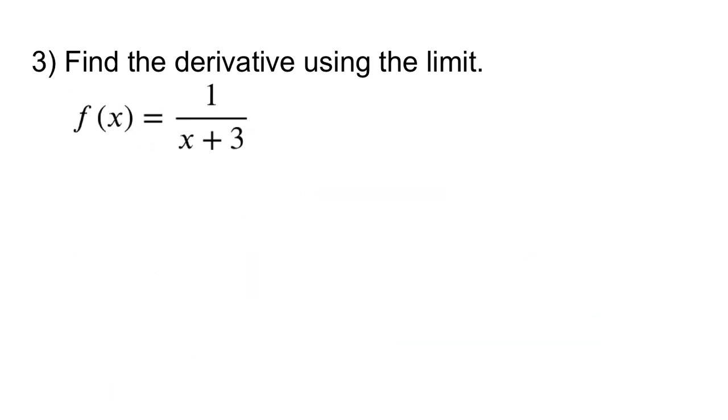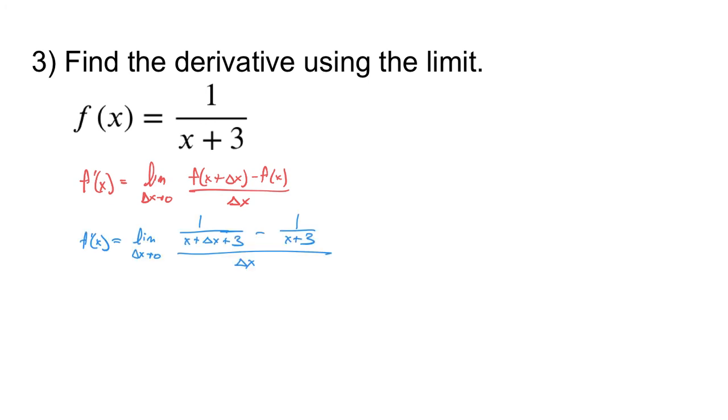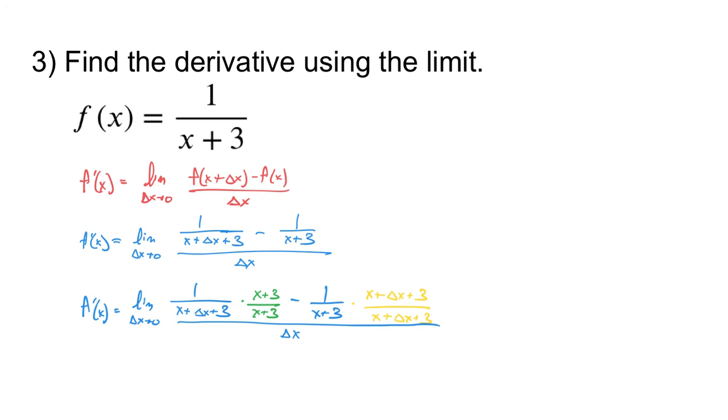Let's do one more problem here together. So again, I'll start by writing out the definition of the derivative. Now I'll fill in my f of x using the difference quotient. Now I'll simplify this. And how will I simplify this? Well, I'm going to get a common denominator. I see two fractions, so I'm going to get a common denominator. My common denominator is simply going to be what the other fraction was.